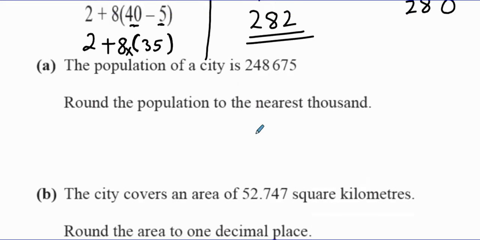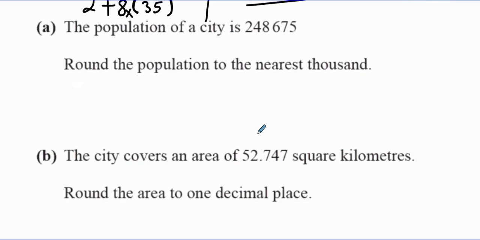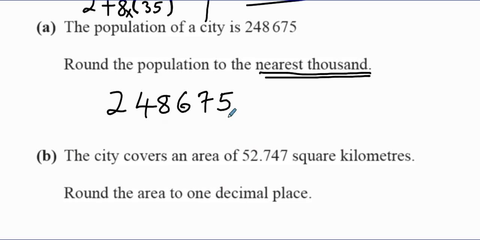All right, we have this other question. The population of a city is 248,675. It doesn't matter anyway, you can just look at the digits and conclude. Now round the population to the nearest thousand. So we have the number 248,675. Now we want to make it to the nearest thousand.